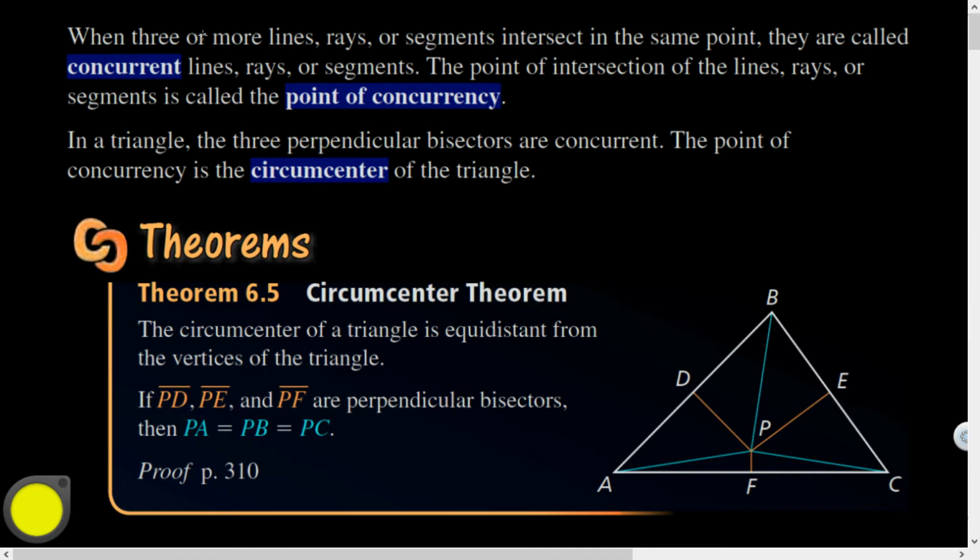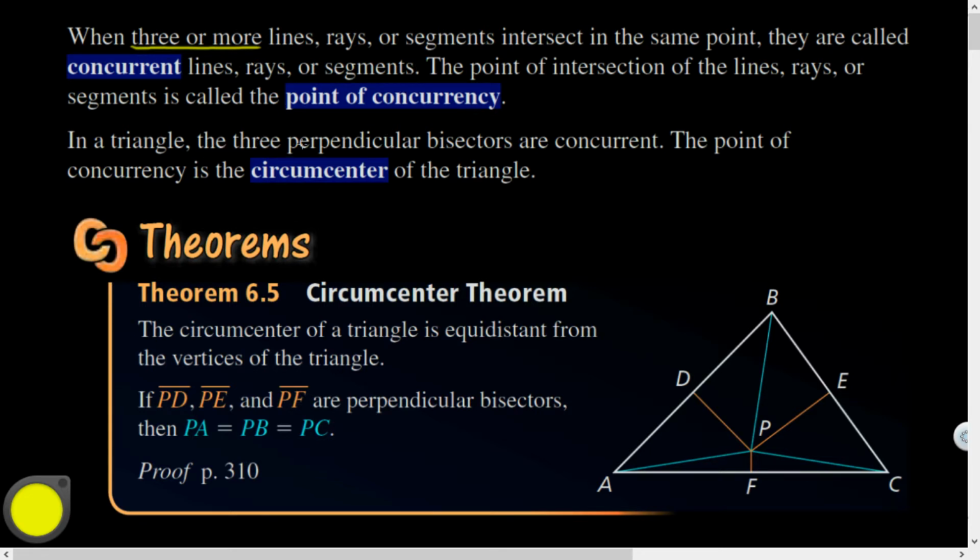So first, some terminology. Because words are effective in describing things, we should have words to describe them. It says, when 3 or more lines, rays, or segments intersect at the same point. Notice it says 3 or more, right? So instead of an intersection between 2 lines, if I have 3 or more intersecting, it's called a point of concurrency, right? And those are concurrent lines, rays, or segments.